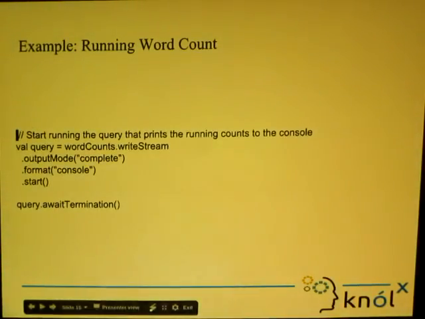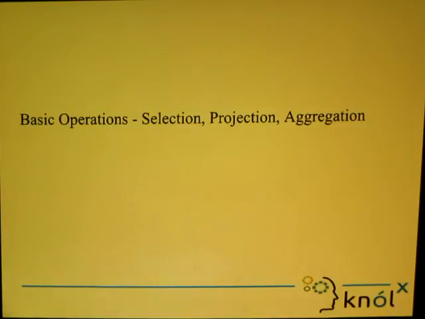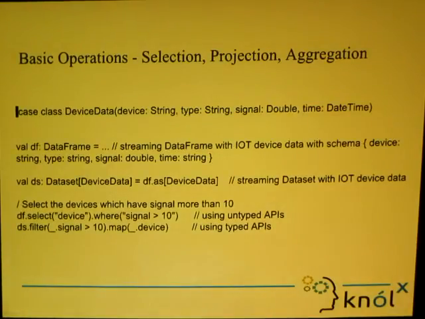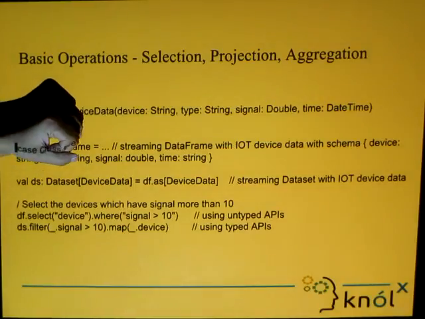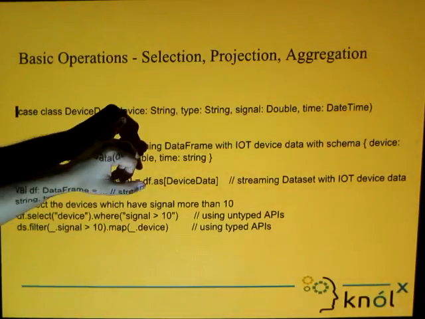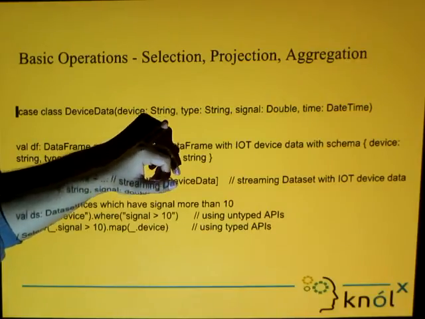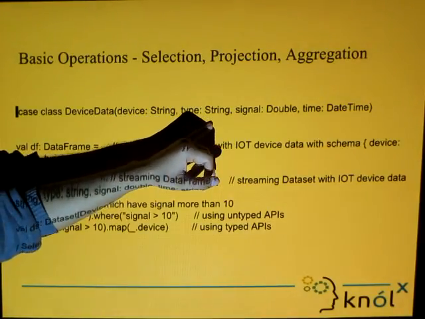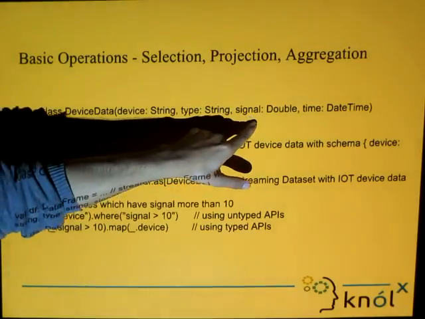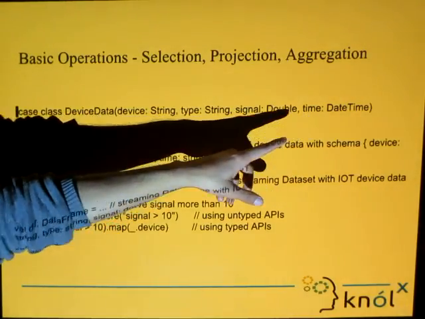Moving on, we have basic operations that are supported. These are not the only operations. There are quite more operations listed in the documentation, but we have these basic operations, like how we can select and project as a query. So we have a case class here, device data, which has the name of the device, the type of the device, signal as a double and time as a date time.